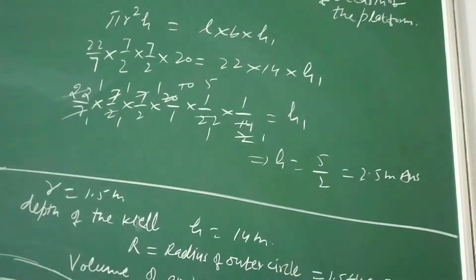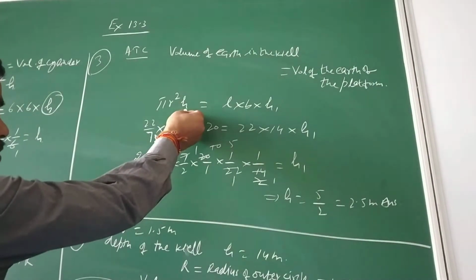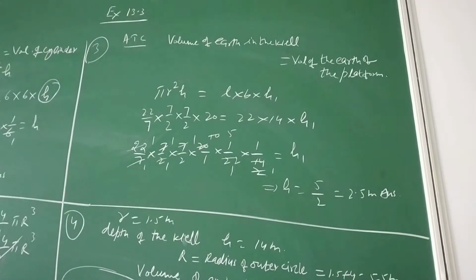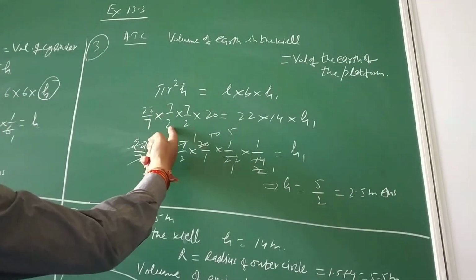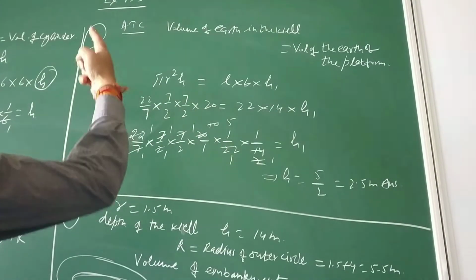So what is the volume of a cuboid? Length into breadth into height. H denotes the height of the cylinder, so h1 that I have written here denotes the height of the cuboid, which you need to calculate. Again I substituted all the values: pi, then the radius of this well, and the height, that is the depth of the well, whatever is given to you.